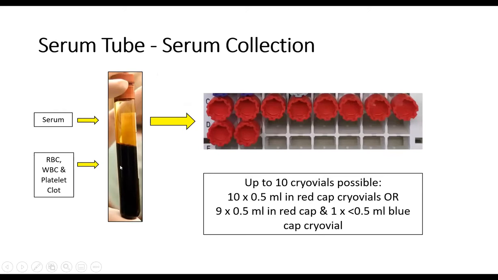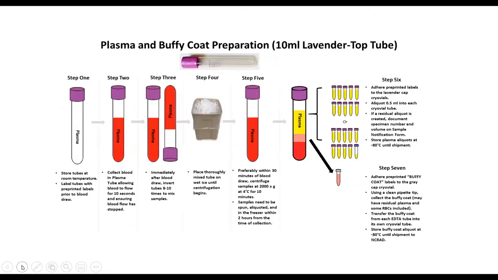So this is just another visual of once the serum tube is spun. Here's the serum that you'll be pulling off, and these are the RBCs and the white blood cells and the platelet clot that you'll leave behind in the tube. Here are the cryovials that you'll be placing in the cryo box. And that's it for serum. Any questions about serum before we move to the lavender top EDTA tubes?